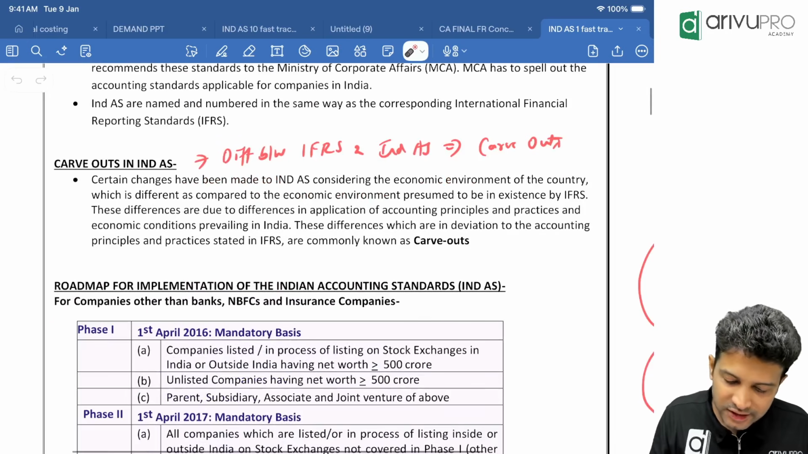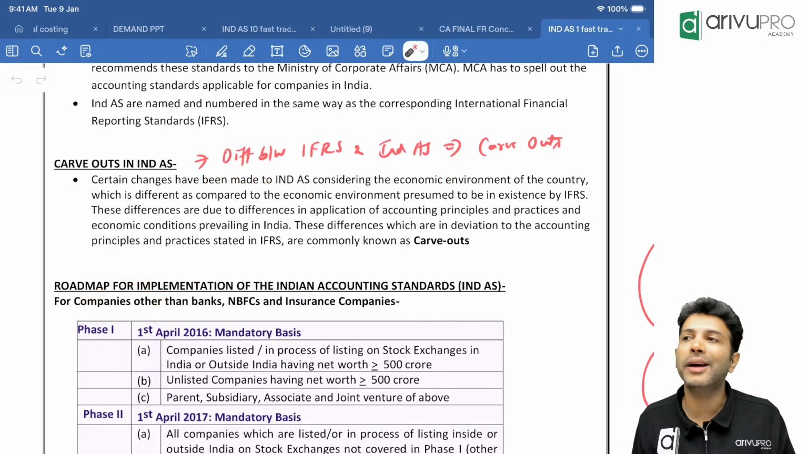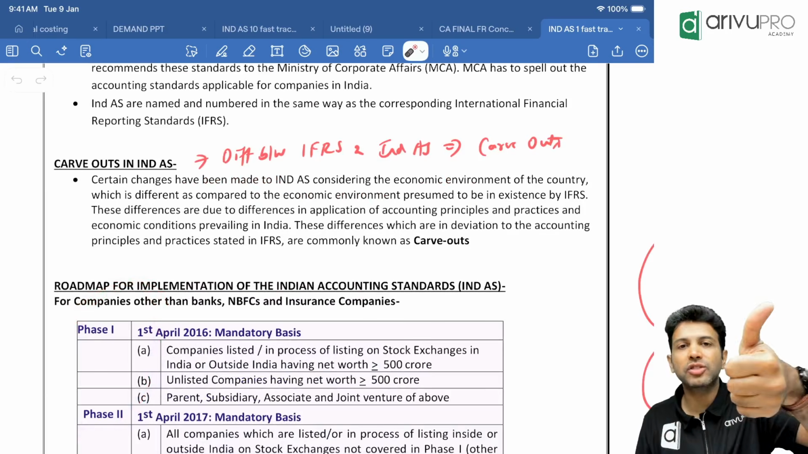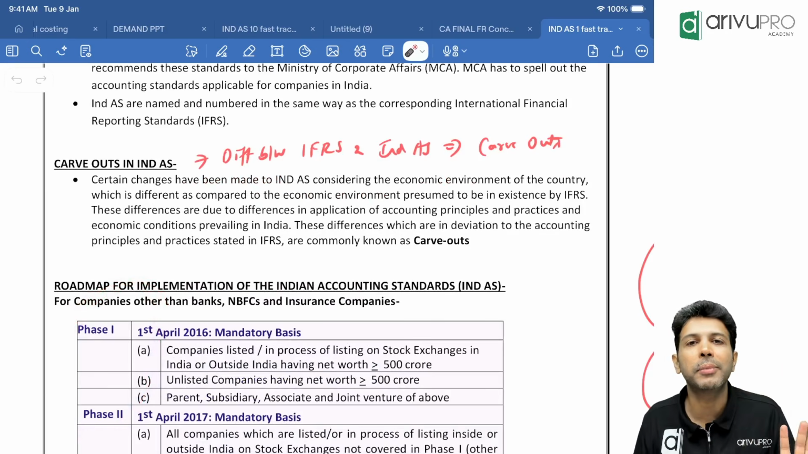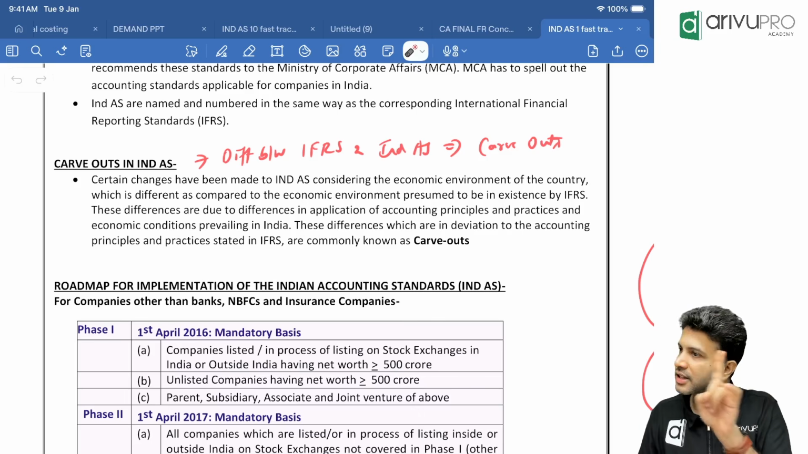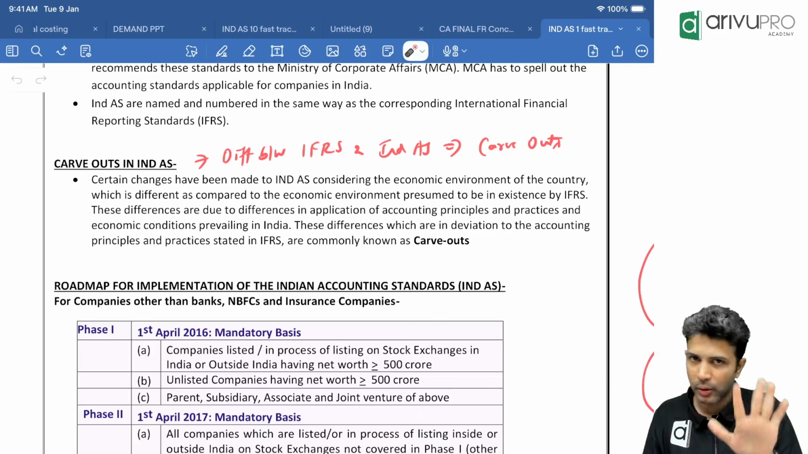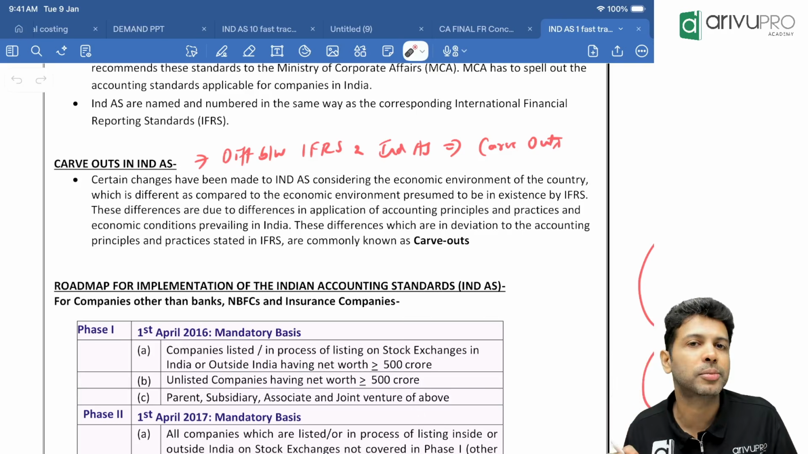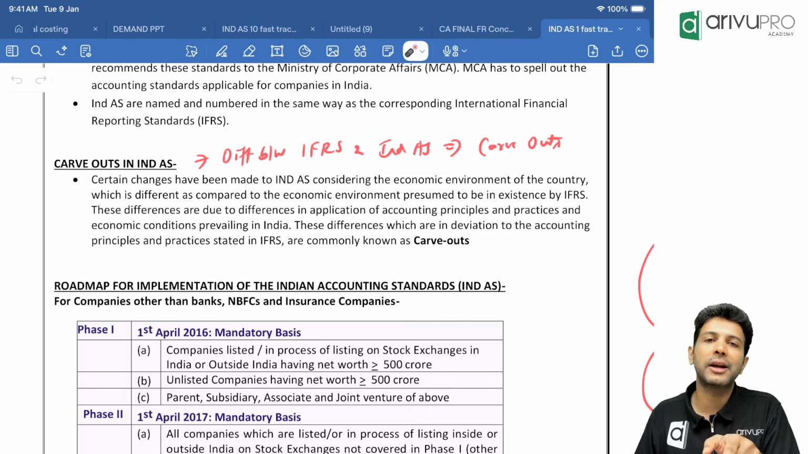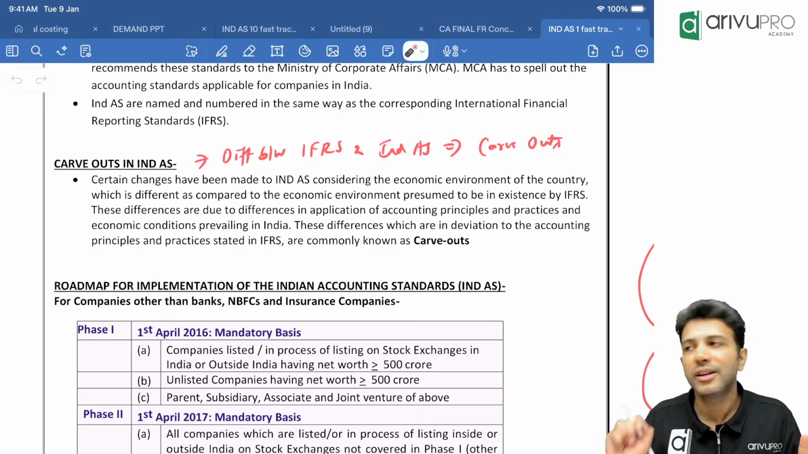Now, as I said, Ind AS applicability was made for companies under two phases, phase 1 and phase 2. Phase 1's implementation date is what? 1st April 2016. You need to remember which phase, which date. This may be one of the potential questions that can come from this particular topic. Phase 2's application date is 1st April 2017.